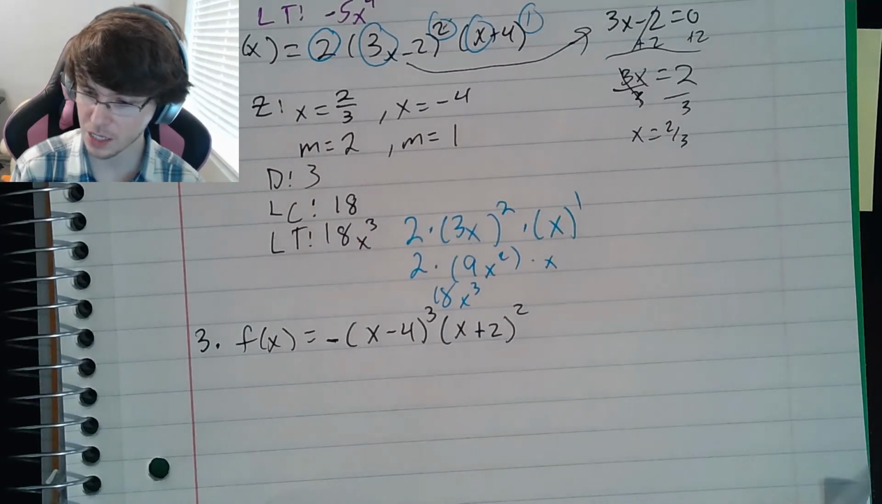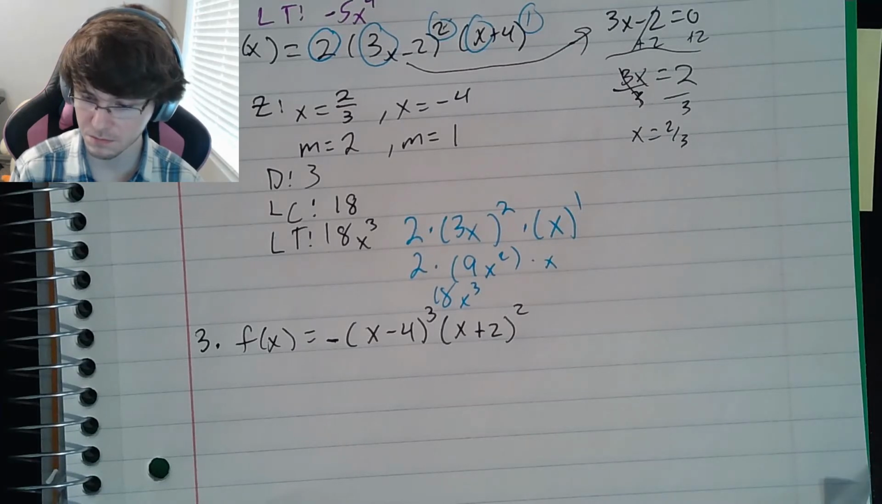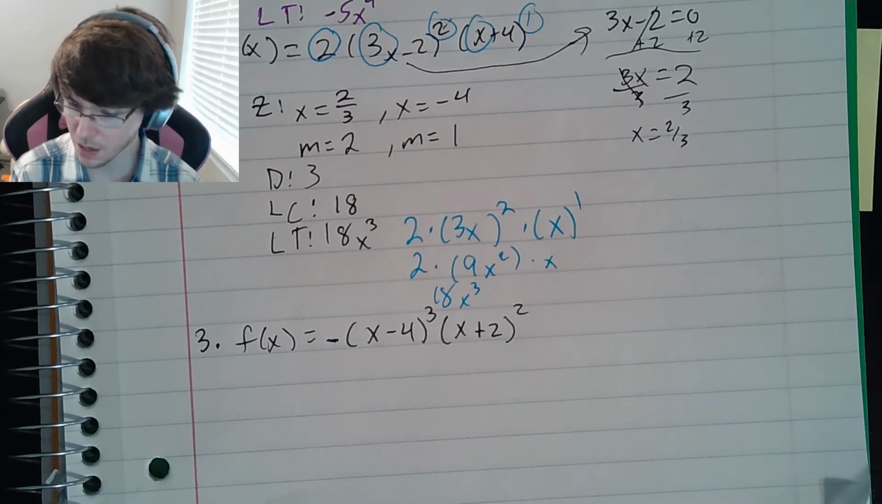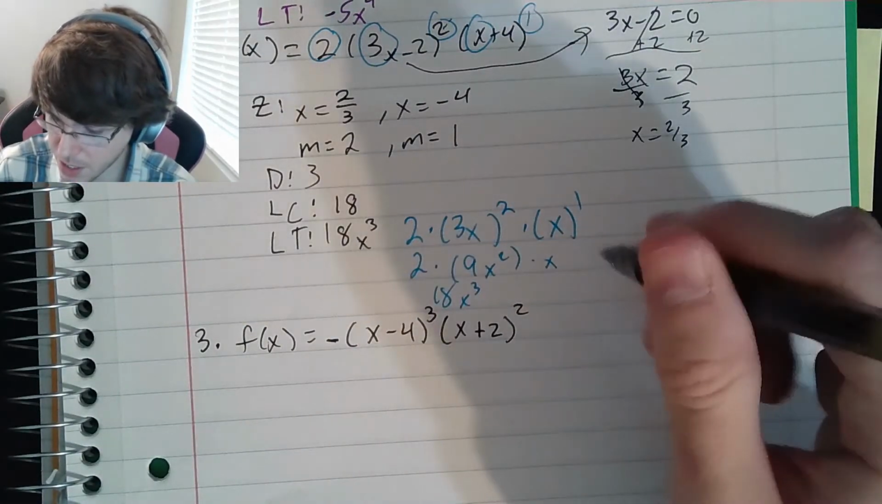So again, what am I asking for? I'm asking for zeros, the total degree, leading coefficient, leading term. Pause the video, see if you can do the problem on your own. All right, there's your chance to pause it. If you didn't pause it, life goes on. If you did pause it, here, you're checking your work.